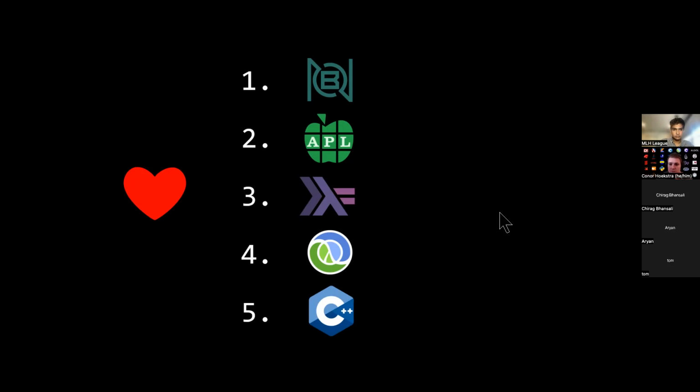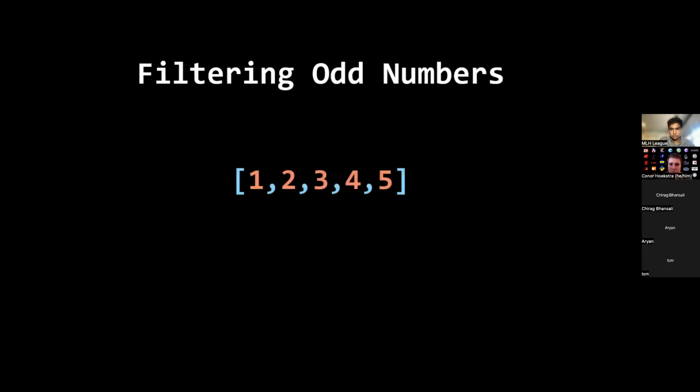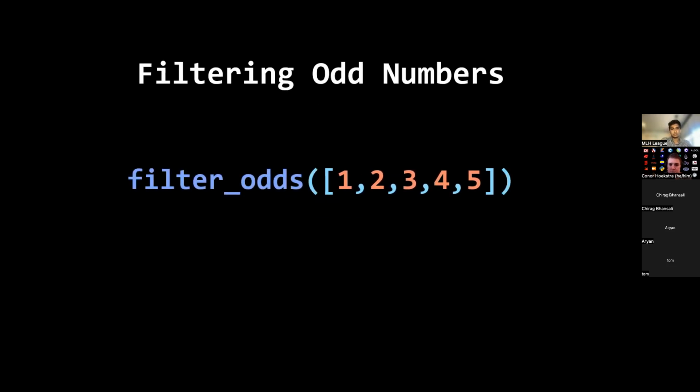So what are we going to solve today? The problem that we're going to look at is something extremely simple: filtering odd numbers, AKA keeping the odd numbers, because there's always a question of, what does filtering mean? Are you filtering in or are you filtering out? So for example, if you have the numbers 1, 2, 3, 4, 5, and you filter the odd numbers, you're going to end up with 1, 3, 5. So hopefully this is super straightforward.